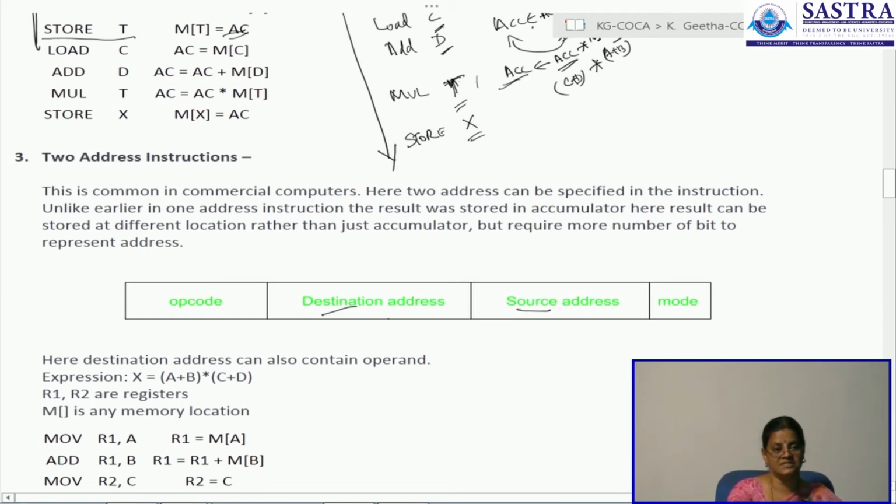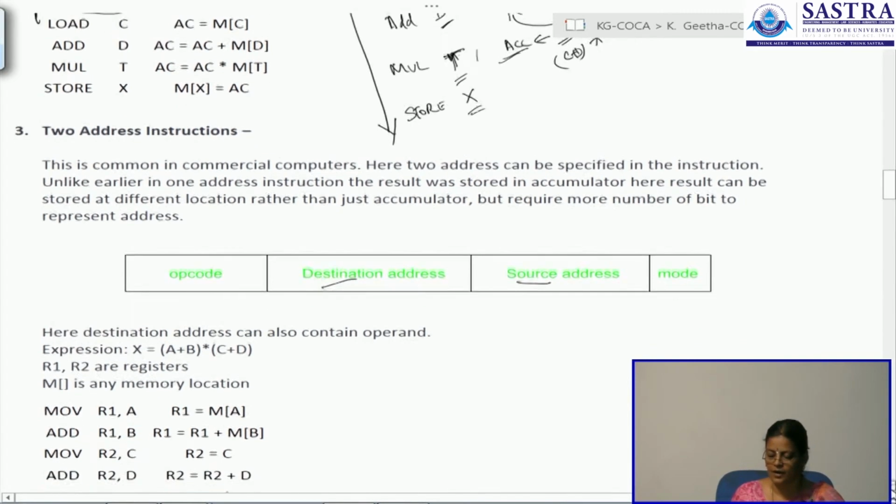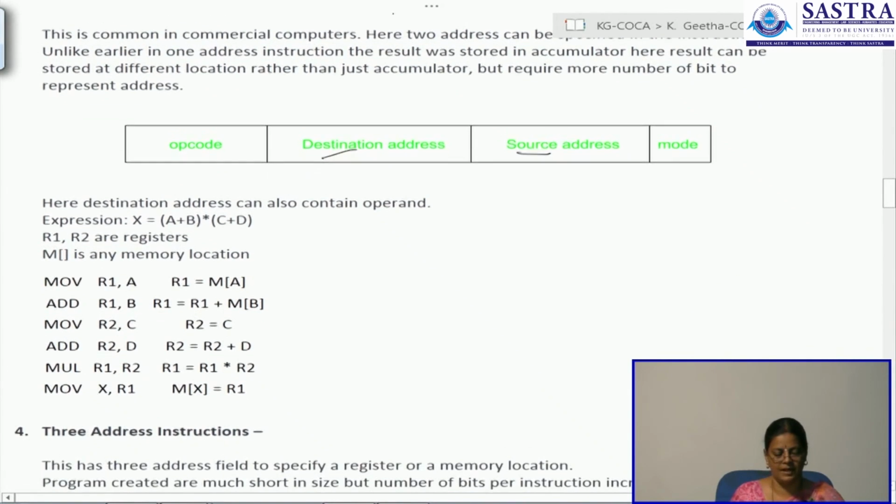So the instruction format varies here. In the previous case, in the zero address format, no address is there, just the opcode alone is mentioned. Whereas in one address, I specify one address. In this two address format, I have to specify two addresses, so two locations have to be reserved for addresses. Obviously, the length of the instruction is going to increase here. Now, what is the example? Again, we take the same expression, a plus b star c plus d. How are we going to get things done with the help of two address instructions?